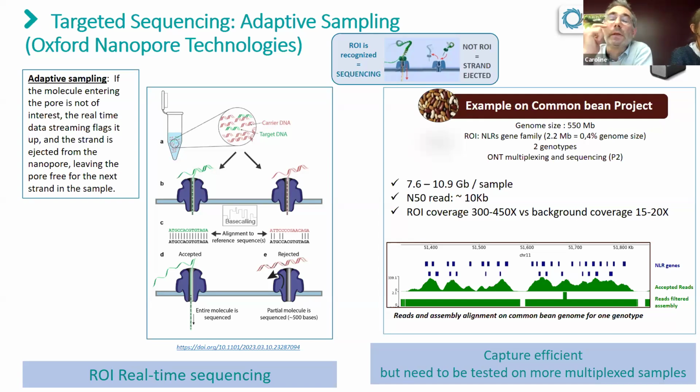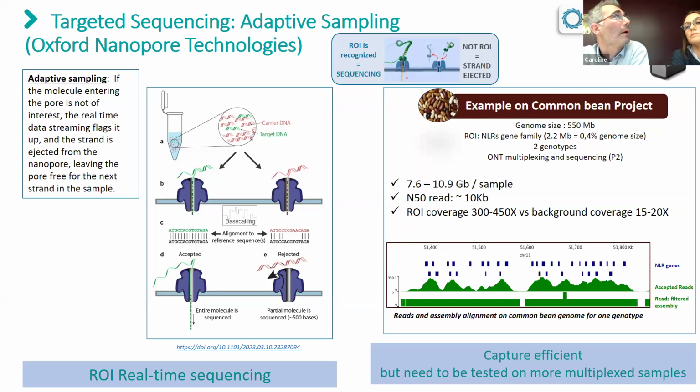So we have tried this approach on the common bean, a small genome, with a region containing all the NLR genes of the genome, which corresponds to 2 megabases, and we also obtained a nice enrichment of the genes, and you have a nice enrichment of all the sequence of interest. So in theory and practically, it's easy and it works well.